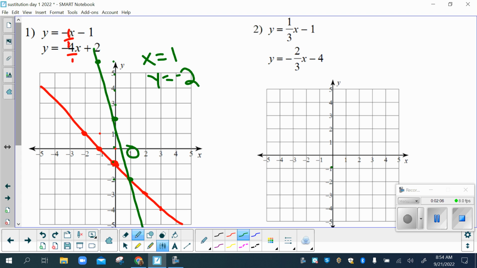We're going to start at -1. We're going to go up 1 over 3: 1, 2, 3. I'm going to go down and make it 3. There I go. There's my line. Ooh, that's not bad.